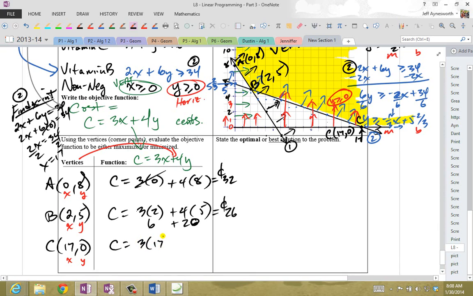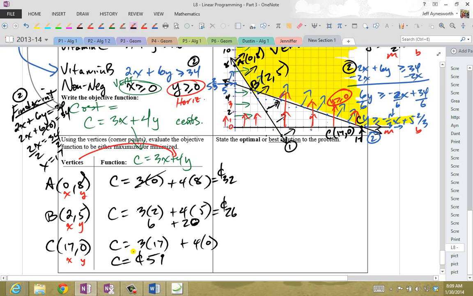So 3 times 17 plus 4 times 0. Is this the minimum? You guys know what 3 times 17 is? Yeah, 51. So 51 cents. So the cost here is 51 cents. Let me see. We've got 32 cents. We've got 26 cents. We've got 51 cents.